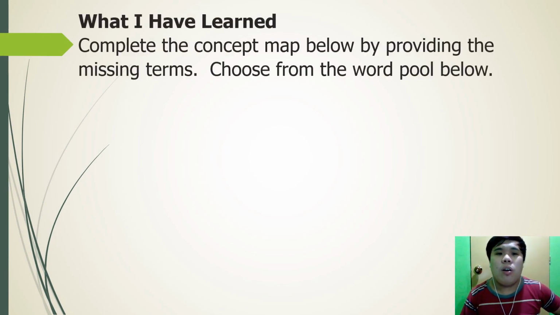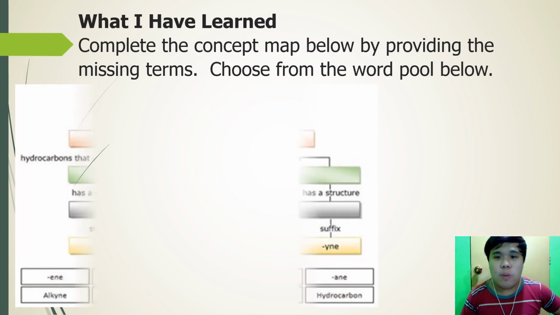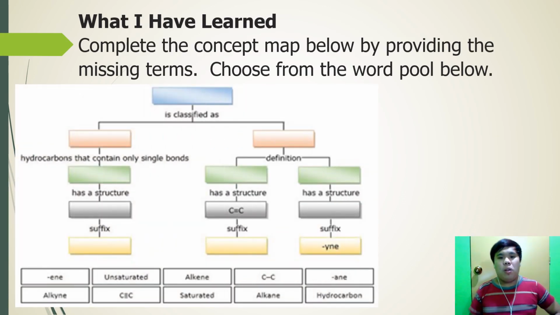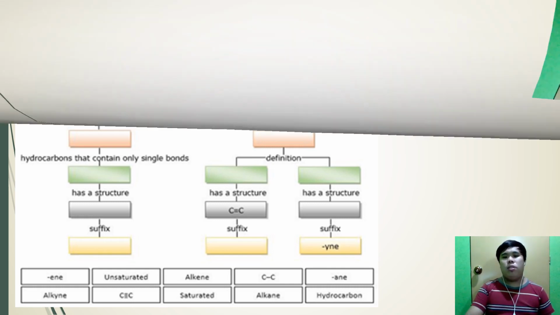What I have learned. Complete the concept map below by providing the missing terms. Choose from the word pool below. So, inyo ra nang i-copy and answer sa inyong papel. You have to choose below. If you read the module, you can answer that perfectly. That is 10 points. 1 point.